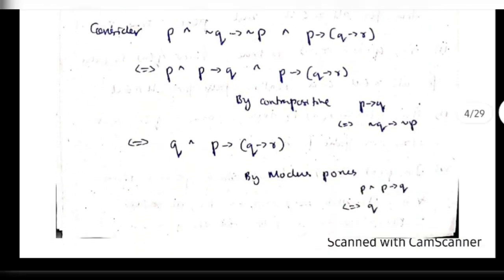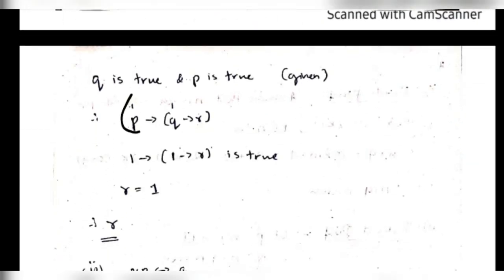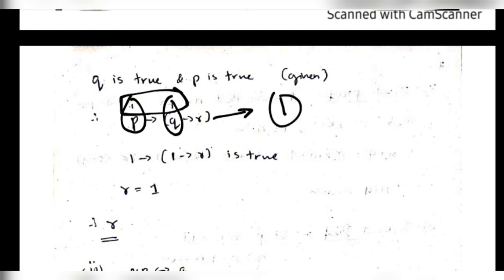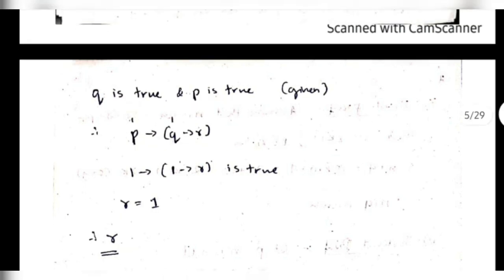Since both p and q are 1, see here, p is 1 here and q is 1. If p and q both are 1 and the whole equation is finally 1, then r should also be 1, because if r becomes 0, then one conditional 0 will become 0 and the whole thing will become 0. So it can't happen. R should be 1. Therefore r is 1 and r is true. So the conclusion we get here is r, and this equation we got from the previous one here.